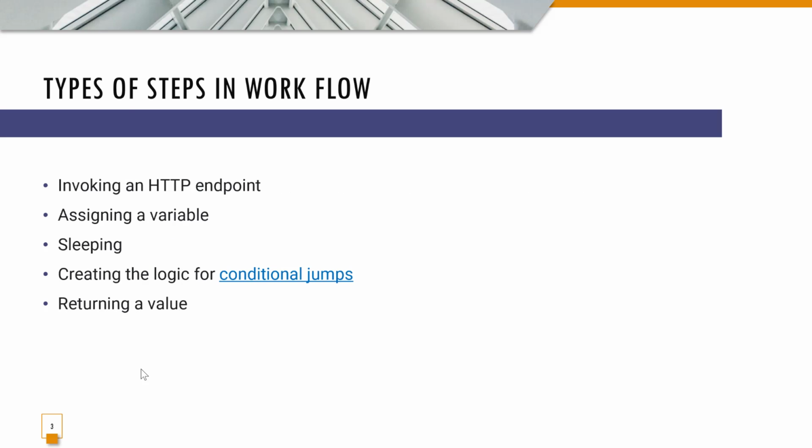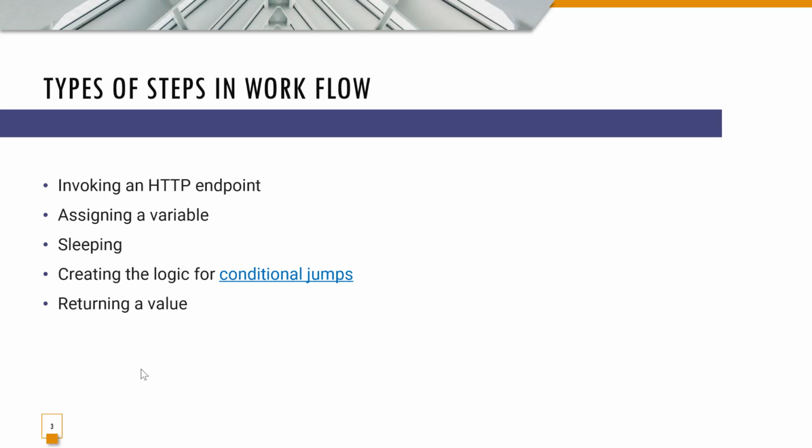So workflows are basically divided into steps. Currently at this moment there are 5 kinds of steps that can be invoked in workflow. The first one is invoking an HTTP endpoint. This includes a cloud function endpoint as well. The second thing you can do is you can assign a variable to a step.